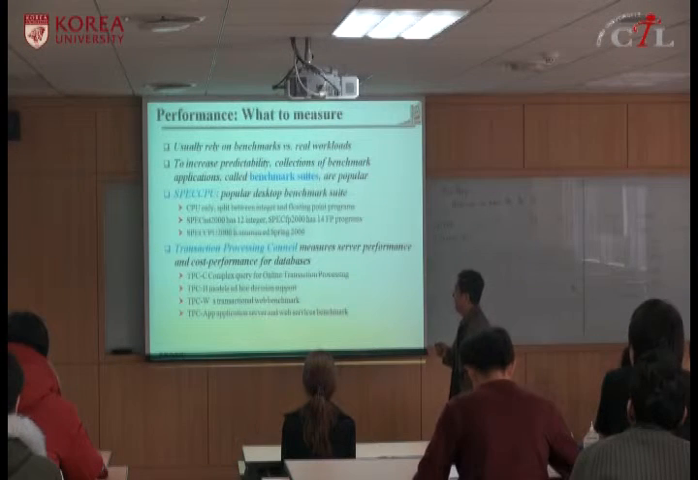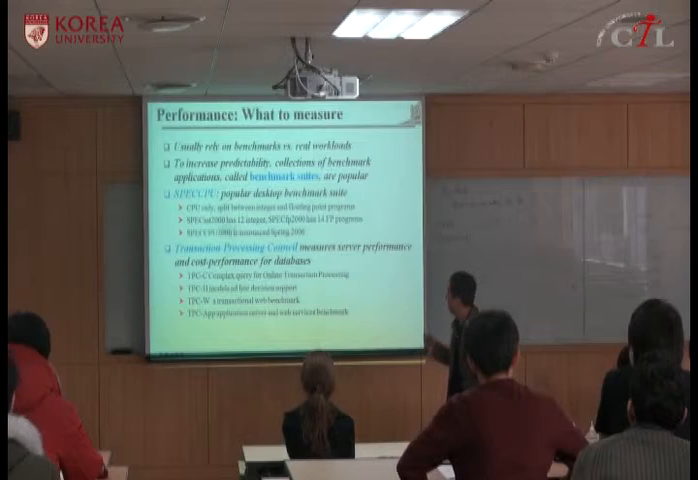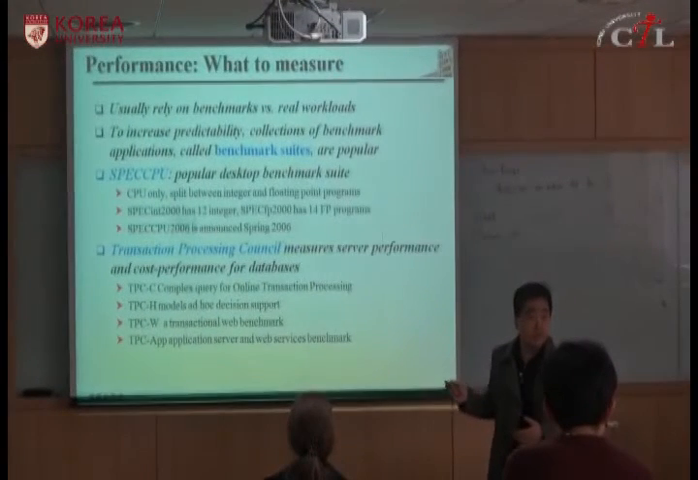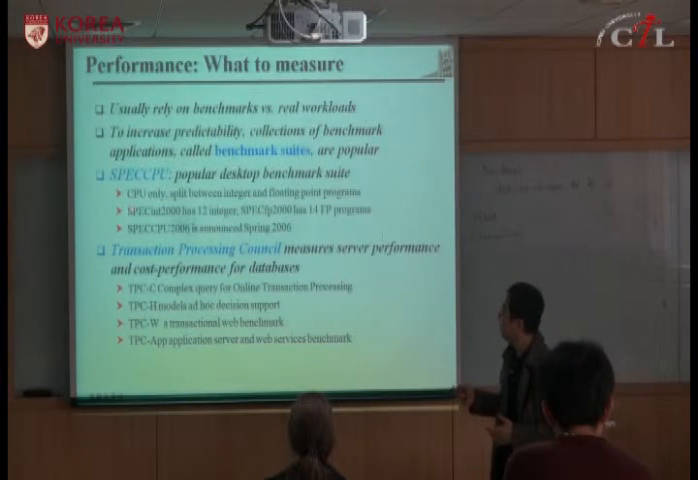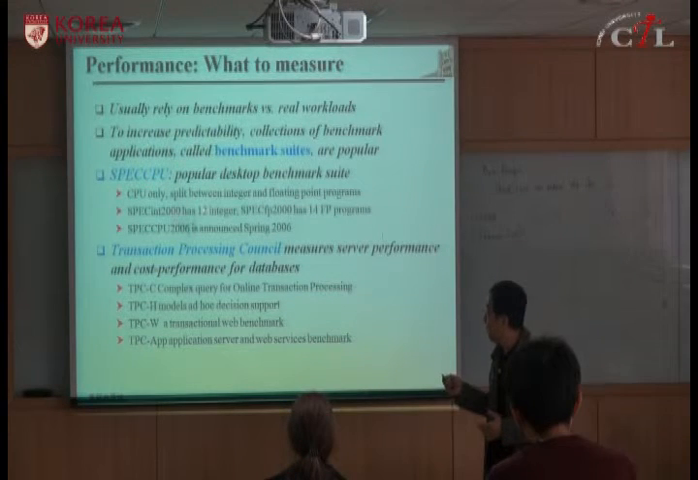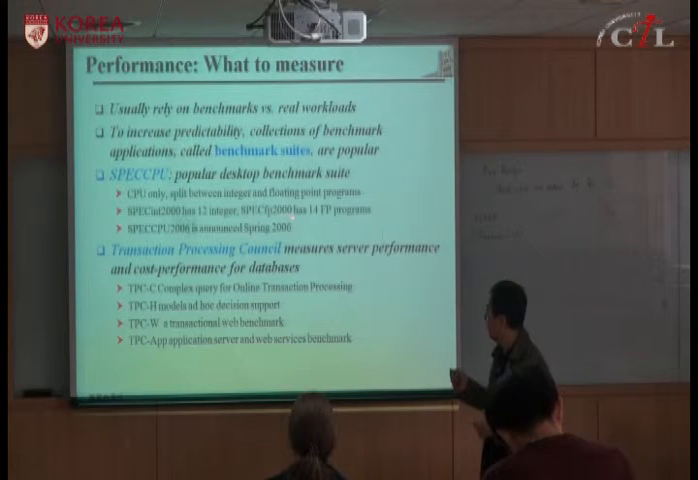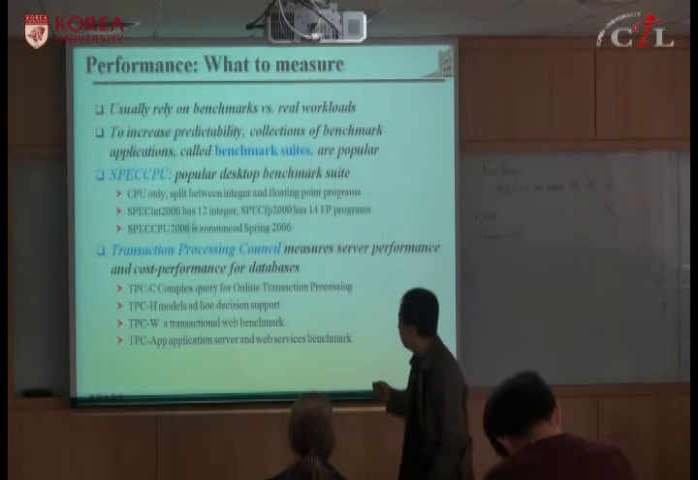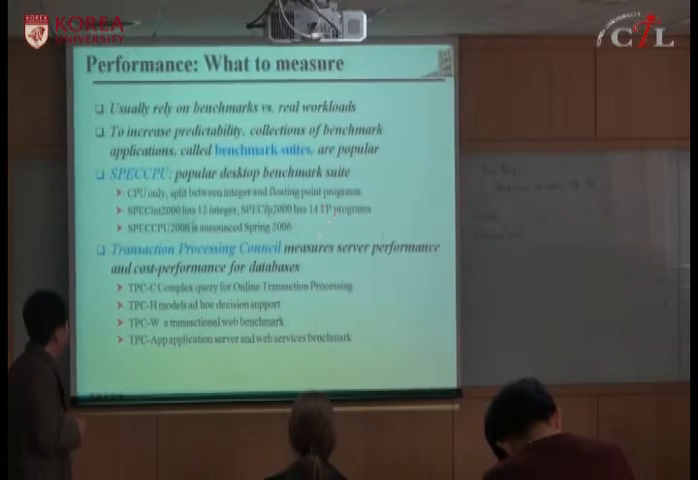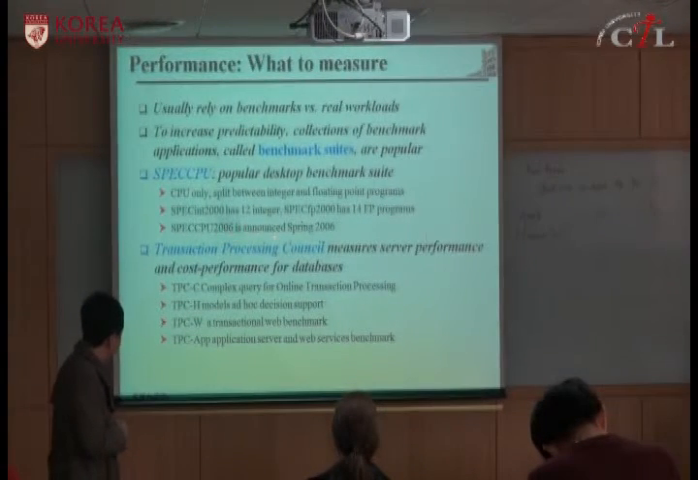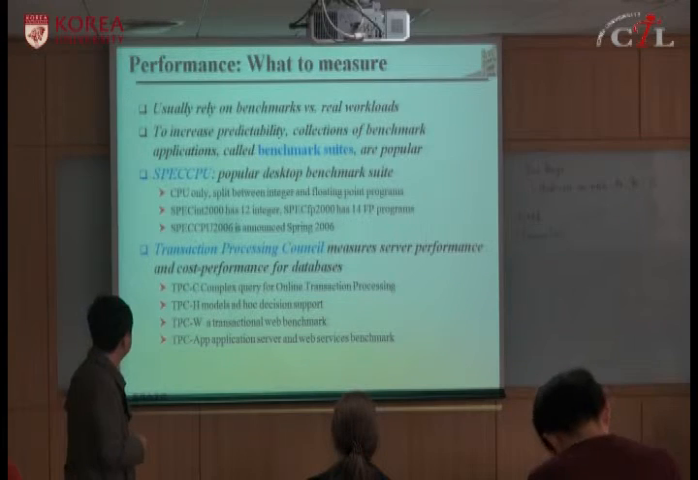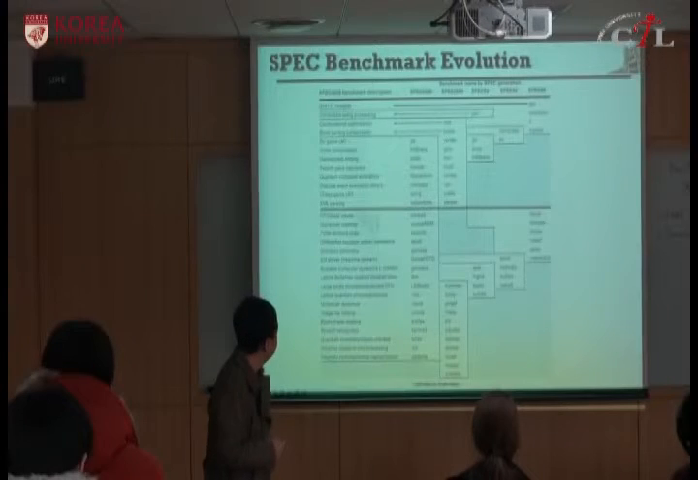So to increase predictability, instead of a single application, a single benchmark, you choose a collection of benchmarks. So it's called a benchmark suite. Okay? So you have two suites. One is for CPU performance: we have the SPEC integer 2000 benchmark suite and the SPEC floating point 2000 benchmark suite. For SPEC integer 2000, there are 12 integer applications. For floating point, there are 14 applications. For SPEC 2000, there are 12 integer and maybe 17 floating point. Okay?